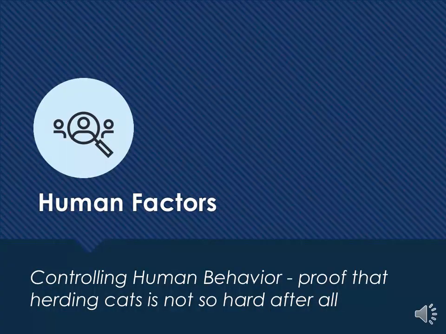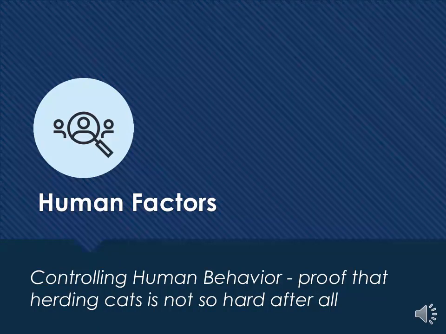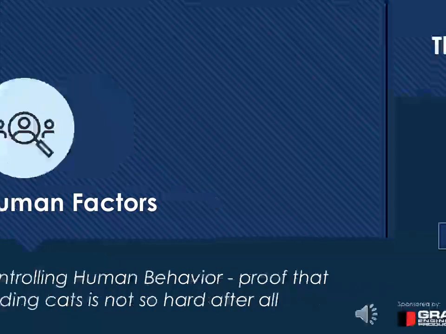Let's talk a little bit about the human factors and how the human machine fits into this, because by far the human is the most unpredictable element in the safety process. And you know, the joke below about controlling human behavior is proof that herding cats is not so hard after all. It's kind of funny, but not totally, because getting people to follow safety procedures is very difficult, and that's the reason that violation of safety rules is so frequently a problem or a contributing factor to the accidents that happen on the job. So let's go to the next slide.